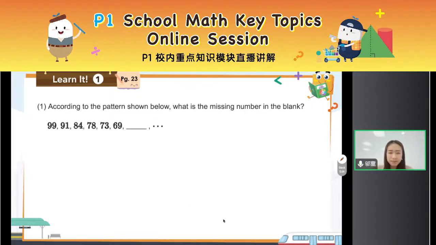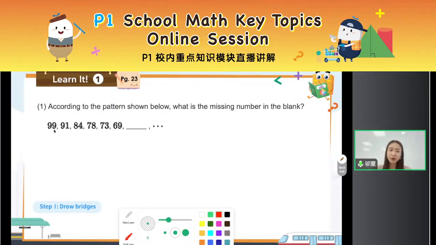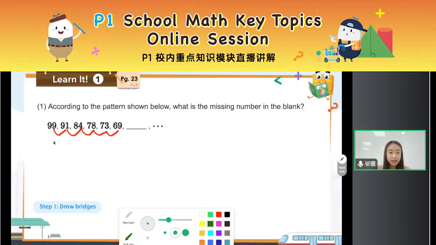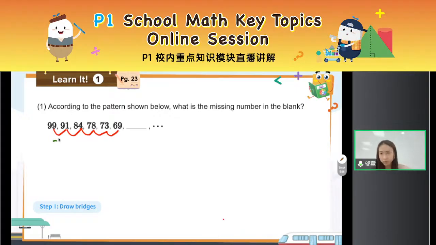Once you see the problem, you can notice, right? If I draw a bridge here, how is this bridge going? Your bridge should be going up or should be going down. Wow, yes, my number now is getting fewer. Okay, that's why here we're supposed to minus, right? How many do we minus? From 99 to 91, what is the difference between them? Yes, here we minus 8.